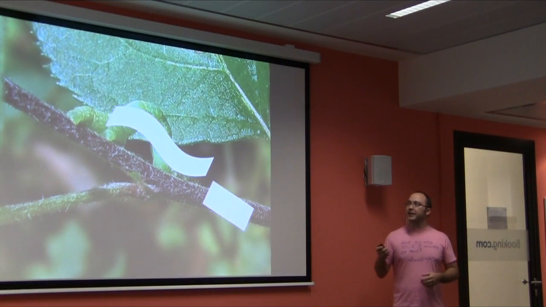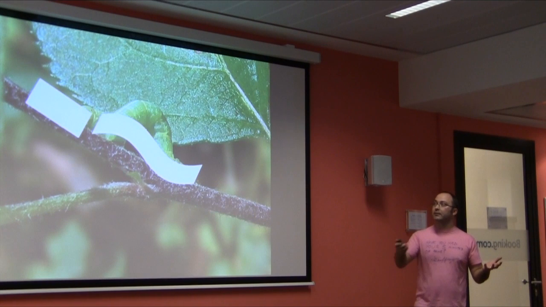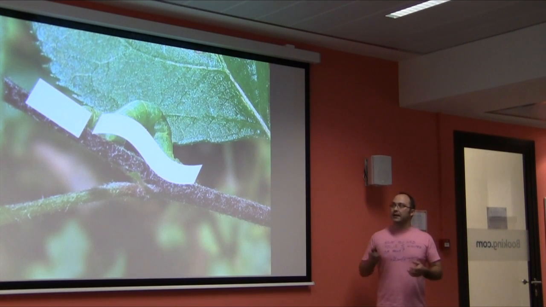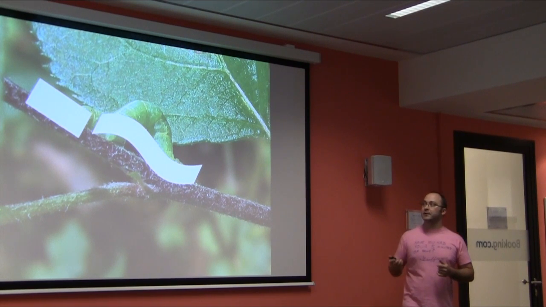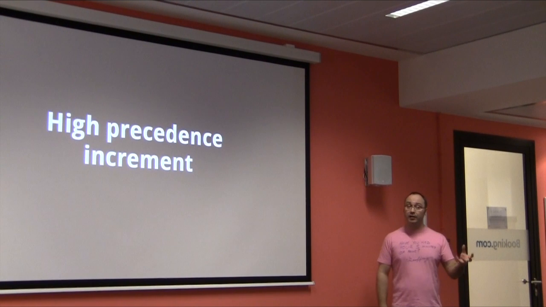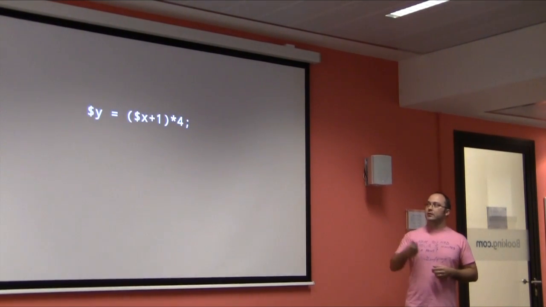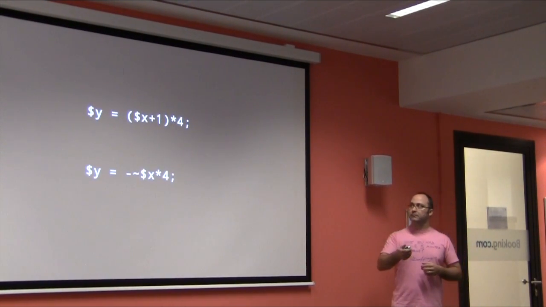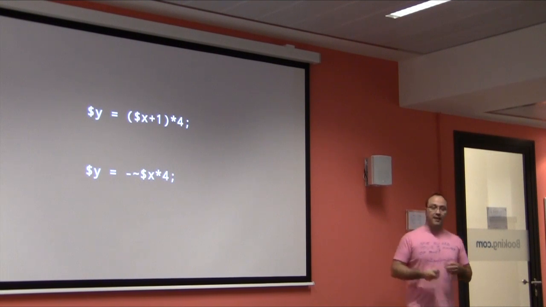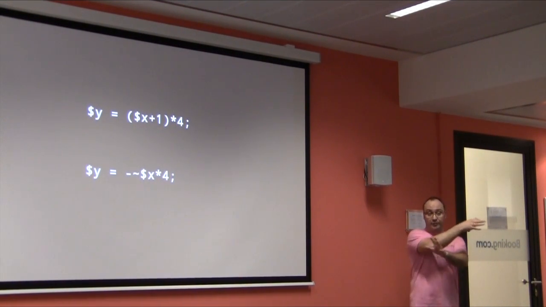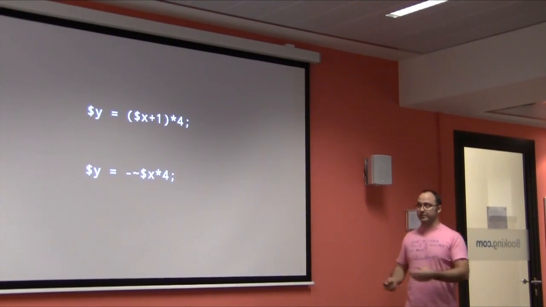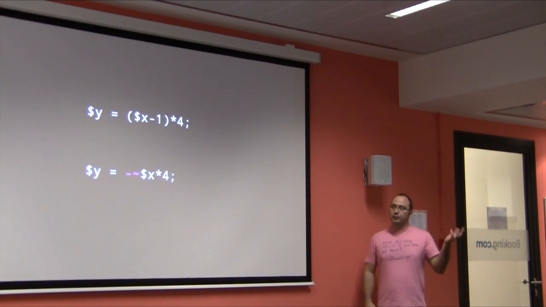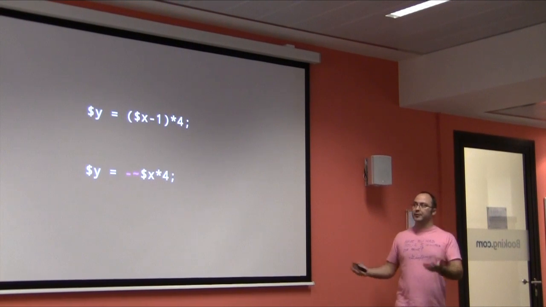Okay, so that was the inchworm, but of course it could look the other way. This one is forward facing, so obviously it's the high precedence increment, which does the other thing, and works on the other side of the numbers. So you have to know where you stand, and then you can use those. But in golf, again, it's useful because you get rid of parentheses.